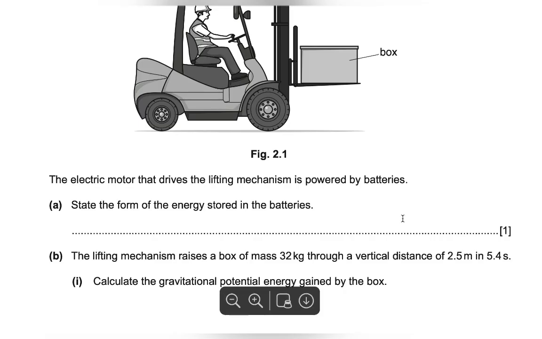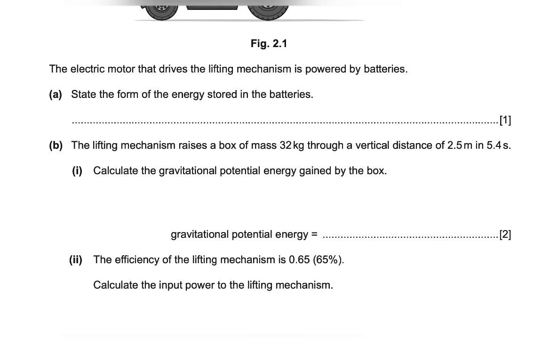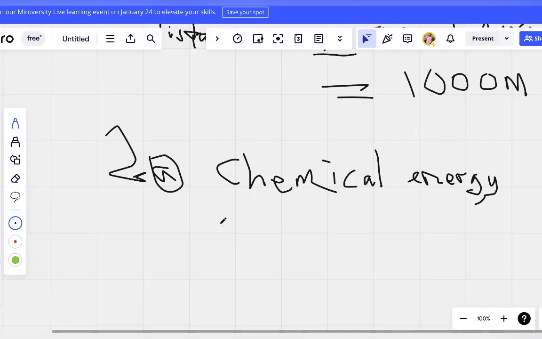The big question. It says the lifting mechanism lifts a box of mass 32 kg. So we have to take note of the parameters that are given. So we work from the known to the unknown. Through a vertical distance, that's h, of 2.5 meter in a certain time. So we bring out the parameters. Mass is 32 kg, h is 2.5 and time is 5.4.